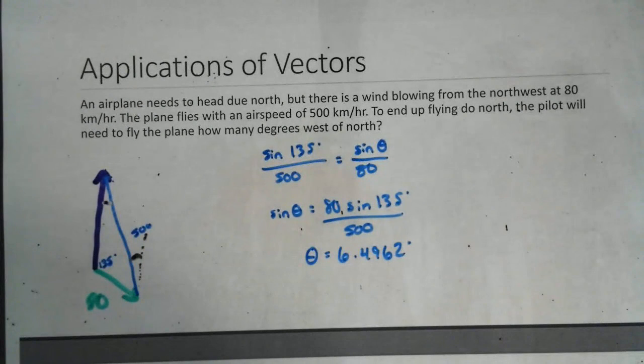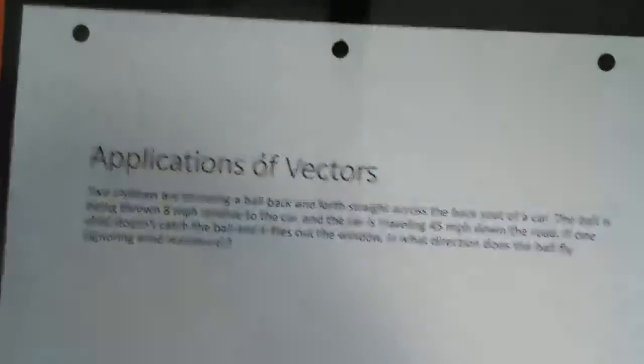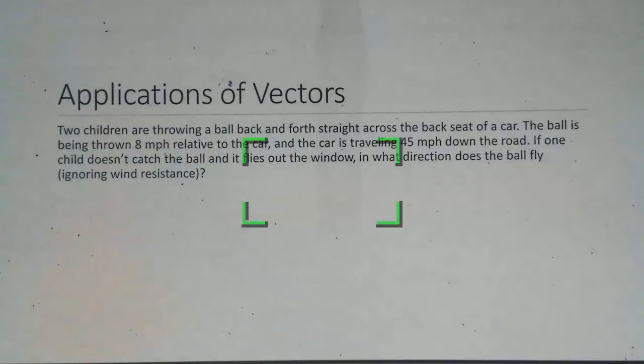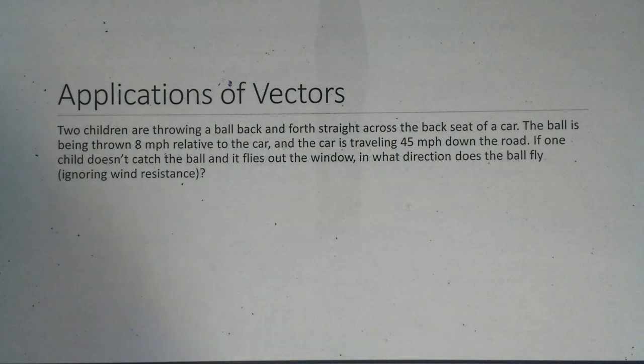All right, there's just one question left, and I tried to make it one that wouldn't seem quite so stressful. Two children are throwing a ball back and forth straight across the back seat of a car. The ball is being thrown at 8 miles per hour relative to the car, and the car is traveling 45 miles per hour down the road. If the child doesn't catch the ball and it flies out the window, in what direction does the ball fly?